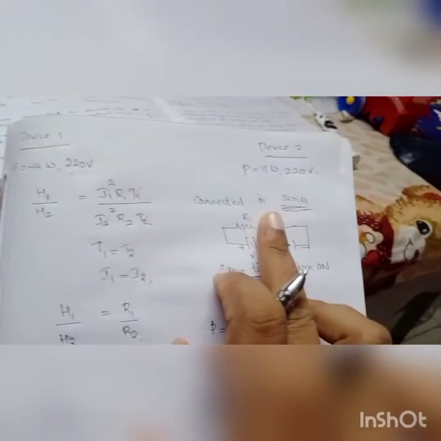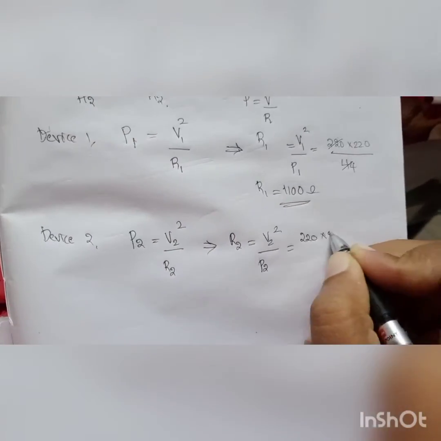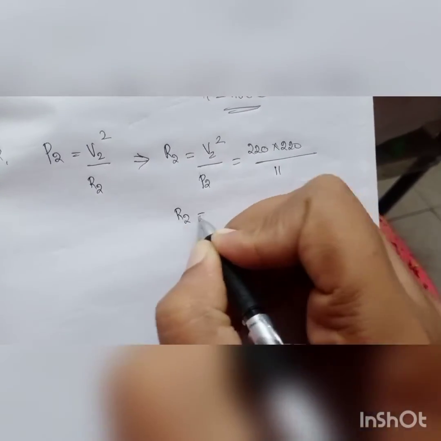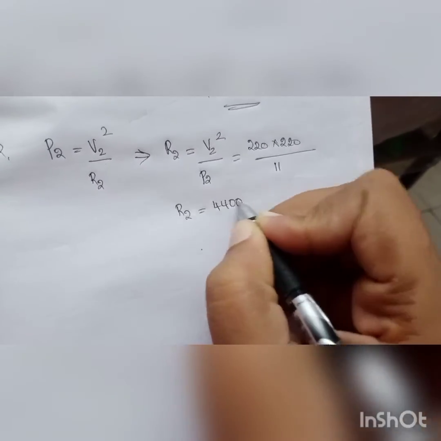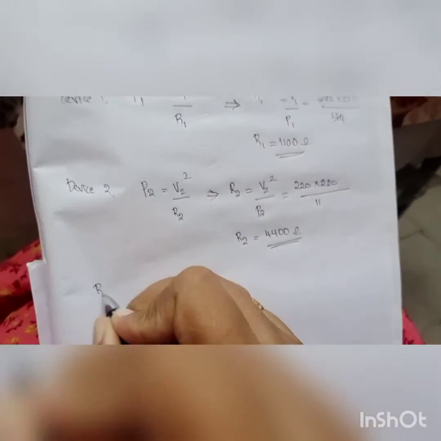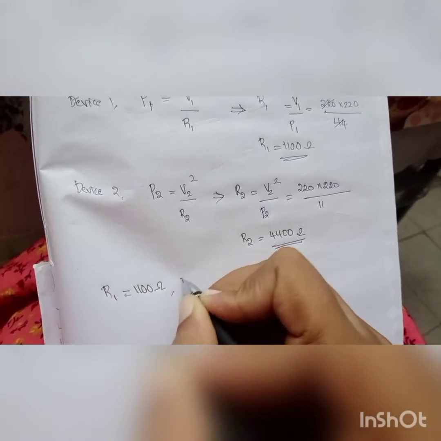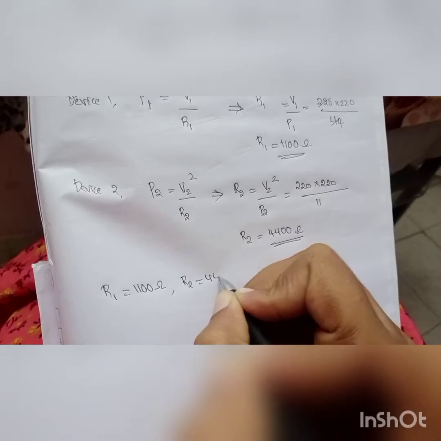Okay. And for device 2, what is the voltage given? 220, same 220. So 220 into 220 divided by what is the value for power given? 11. Okay. So from this we will get the value for R2 as 4400 ohm. You just simplify it and you'll get 4400 ohm. So now just write the answers. We got R1 is 1100 ohm and R2 is 4400 ohm.